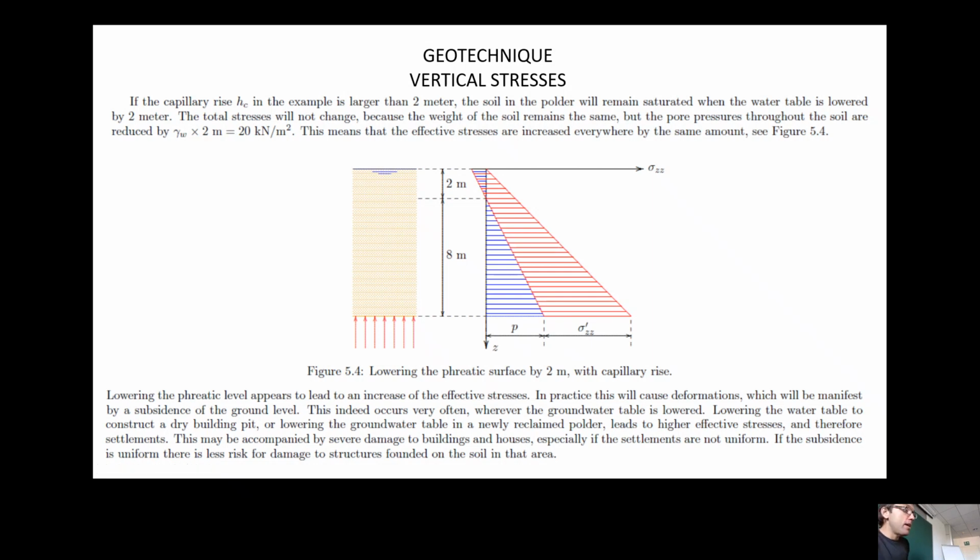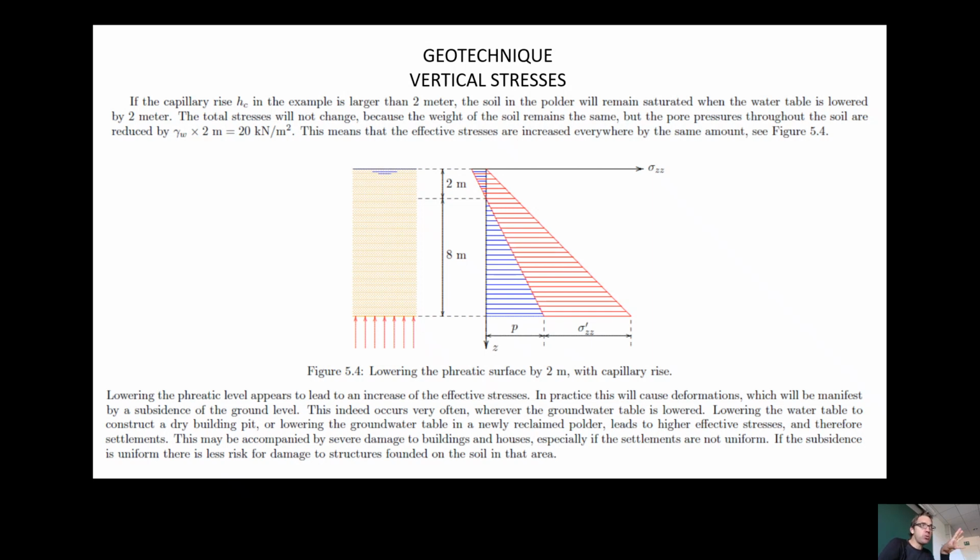So this may be accompanied by severe damage to the building and houses, especially if the settlements are not uniform. If the subsidence is uniform, there is less risk for damage of the structure founded on the soil of that area. We will go back when we will talk about soil structure interaction, of course, on this kind of problems.